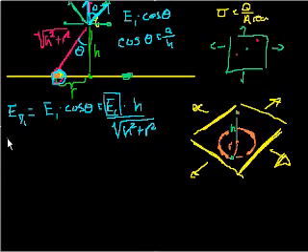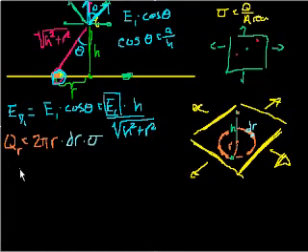So first of all, let's figure out the charge from this ring. Q of the ring equals what? It equals the circumference of the ring times the width of the ring. Let's say the circumference is 2 pi r, and let's say it's a really skinny ring, infinitesimally skinny. So its width is dr. That's the area of the ring. And so what's its charge going to be? It's the area times the charge density, so times sigma. That is the charge of the ring.